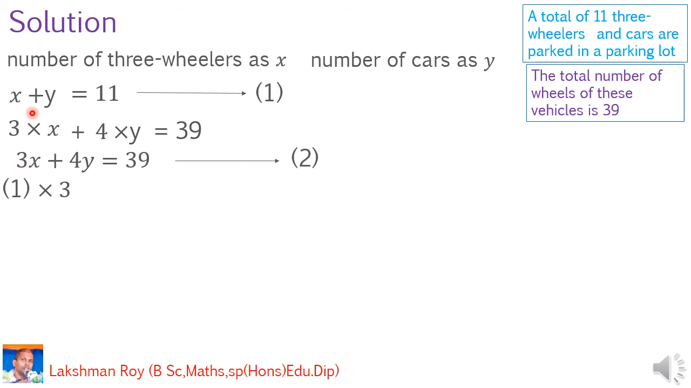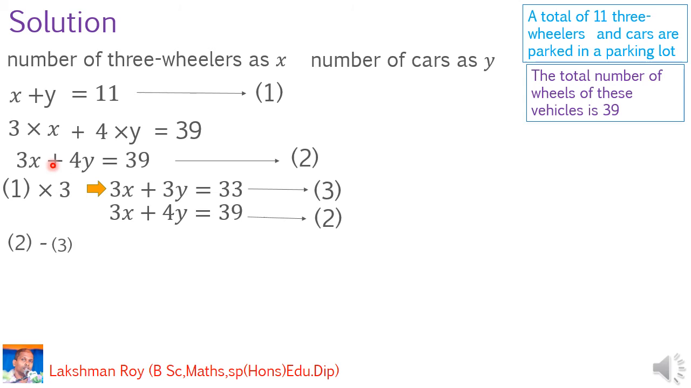So that means each term of the first equation should be multiplied by 3. First equation multiplied by 3: x should be multiplied by 3, y should be multiplied by 3 giving 3y, and 11 should be multiplied by 3, that is 33. So this is a new equation, named the third equation. Then I take the second equation, see here.